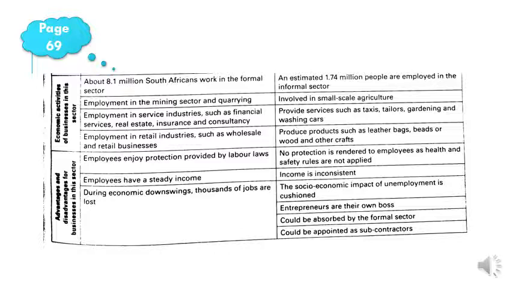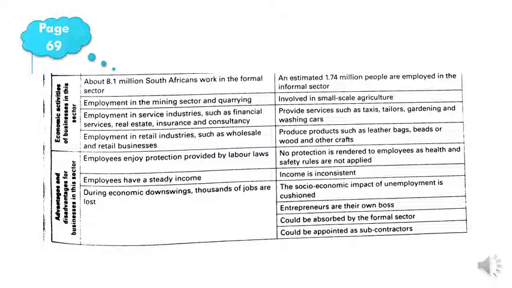If we look at the informal sector, the advantages and disadvantages, no protection is rendered to employees as health and safety rules are not applied. Income is inconsistent. One month the business can make 5,000 rand, the next month they can only make 200 rand, so there is no done deal of exactly what to expect. The socio-economic impact of unemployment is cushioned. Entrepreneurs are their own boss.